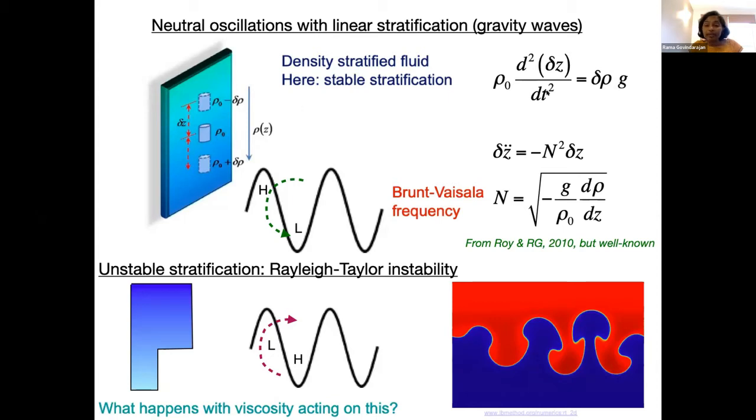So when you do that balance, you just see a second order differential equation, and it's very, very easy to solve. Whenever n is a real number, you will see that it will just do simple oscillations. So if I take a blob of fluid here, displace it by delta z, then it will keep going up and down with a certain frequency, the Brunt-Väisälä frequency.